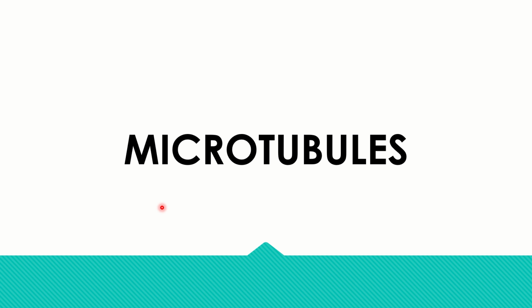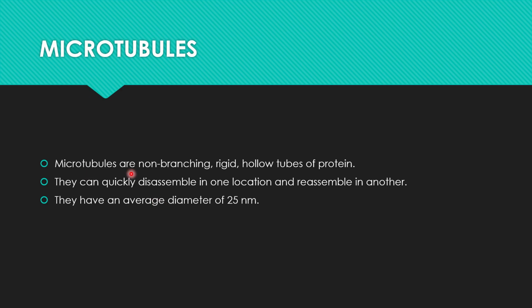Now the microtubules. Microtubules are non-branching, rigid and hollow tubes of protein. They can quickly disassemble in one location and reassemble in another. Where their function is needed, they can quickly reassemble in that area. And they have an average diameter of about 25 nanometers.